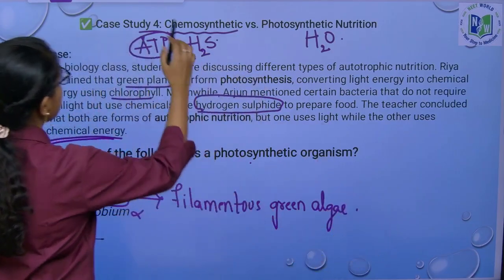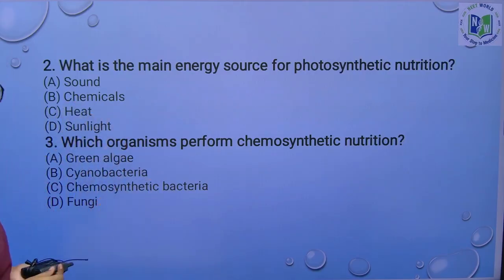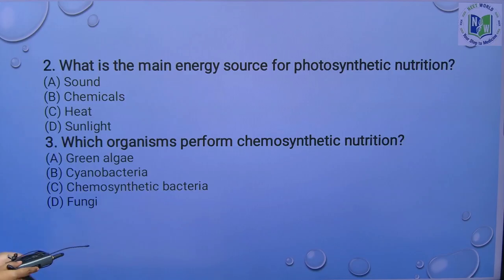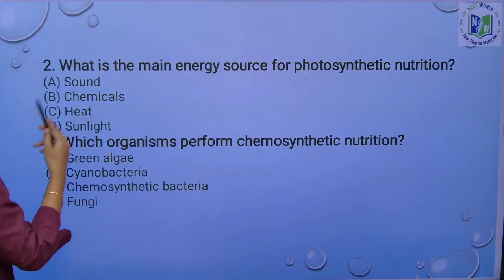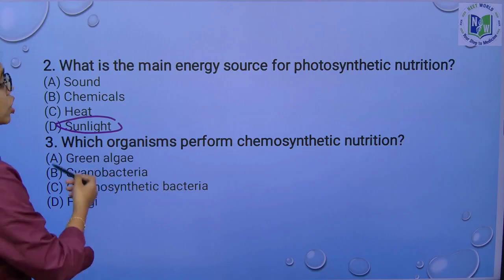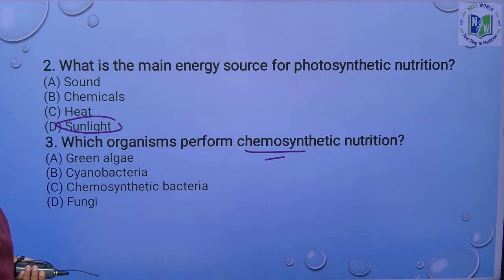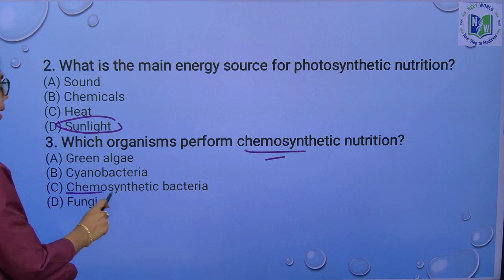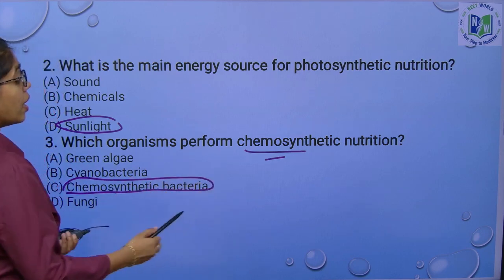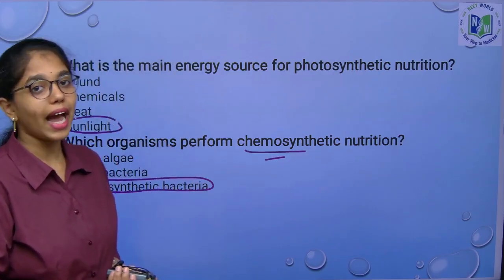Fine. Next question based on this: What is the main energy source for photosynthetic nutrition? Sunlight is the main energy source. Which organism performs chemosynthetic nutrition? Chemosynthetic bacteria perform chemosynthetic nutrition, where the energy they derive is ATP and the electron donors will be like hydrogen sulfide.